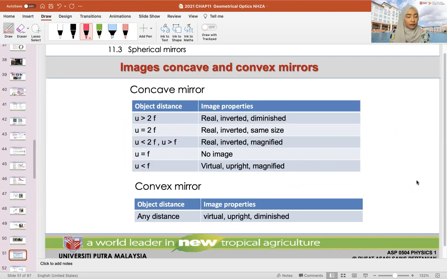U that is greater than 2F ataupun greater than C, you will get real, inverted and diminished image. U that is equal to 2F ataupun equal to C, you will get real, inverted and same size. If your object is placed at less than 2F but greater than F, kalau C kat sini and F kat sini, objek tu dekat sini, tengah-tengah ni, your image will be real, inverted and magnified. So real, inverted, diminished. This is your object. Macam ni. So real, inverted, same size.